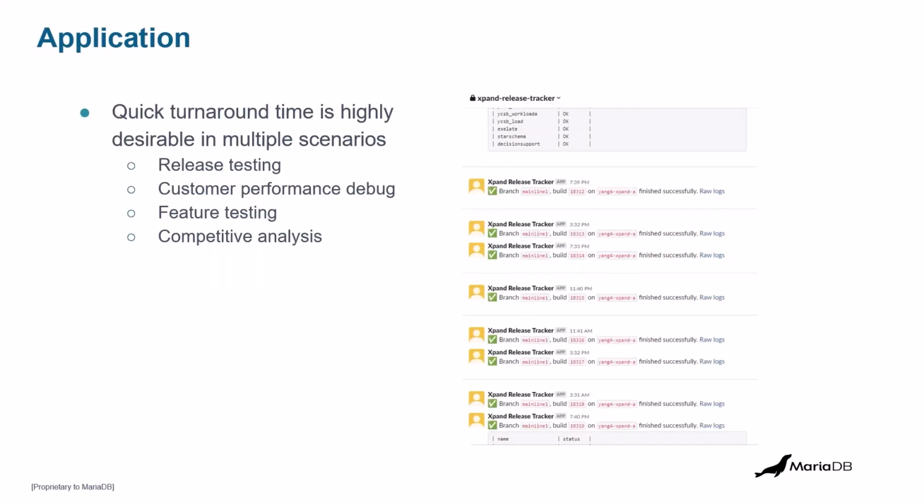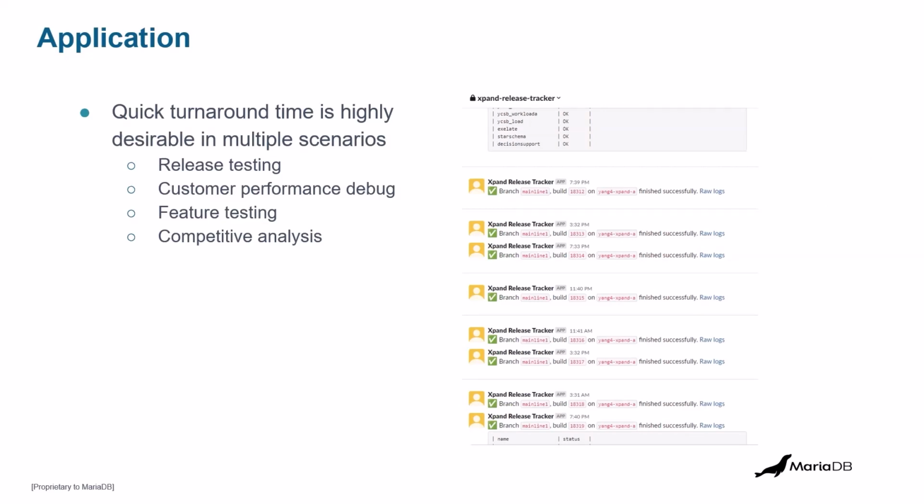So where we see Xbench benefit the most is in scenarios that require quick turnaround times. For example, release to release testing. And as you can see here, we've implemented Xbench into a Slack application, which allows us to run benchmarks automatically on builds as they're released, and then printing out the status of whether there's a success or failure.